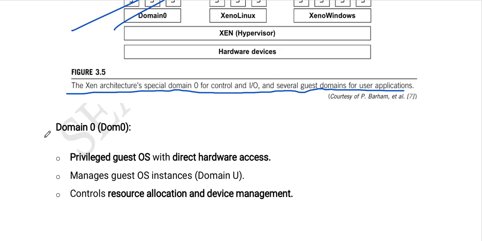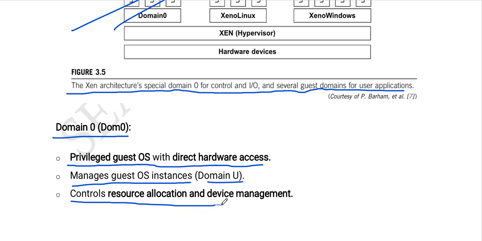Next is domain 0 or Dom0. It is a privileged guest operating system with direct hardware access. It manages guest operating system instances like domain U. It controls resource allocation and device management.